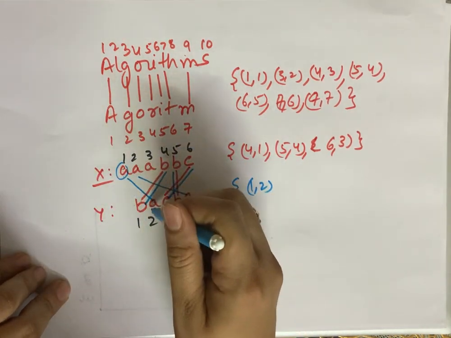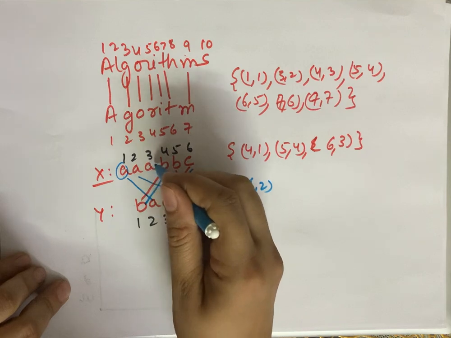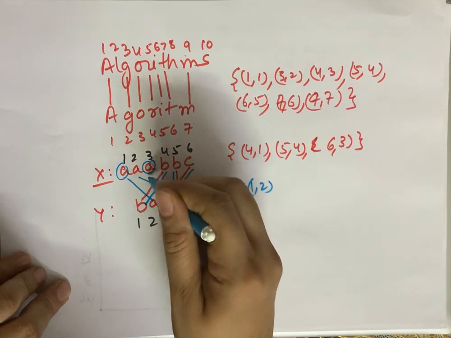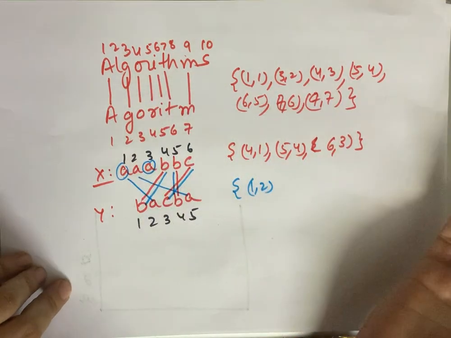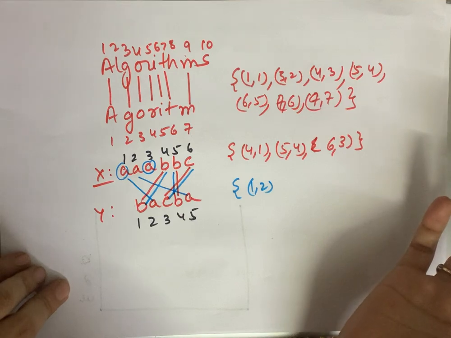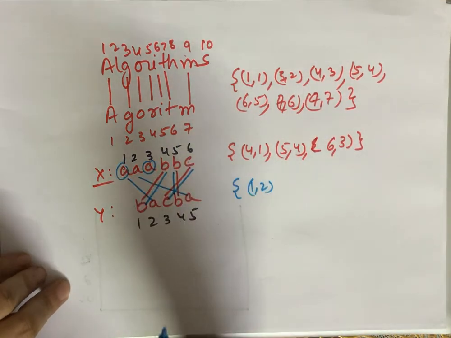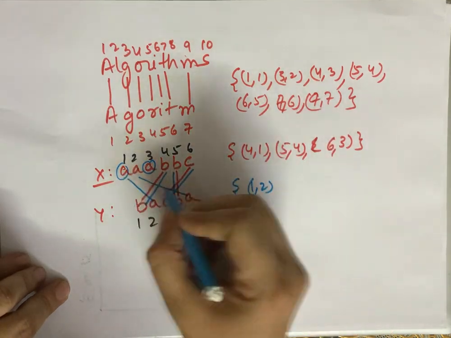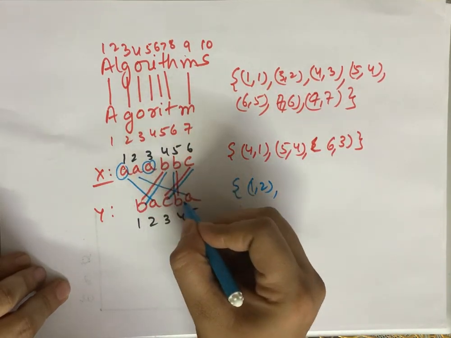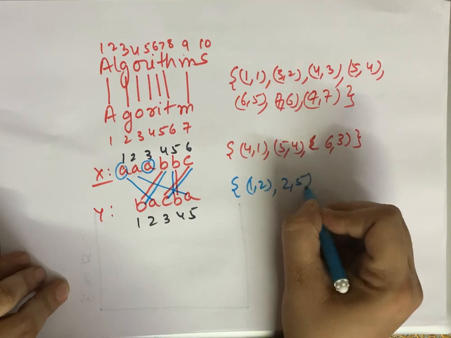If I have matched this A with A, then this A cannot. This A is still empty, but I cannot match with either of the A's because they have already participated in the matching. So that is the point of matching, that every element can occur at most once in the matching. So 1, 2, then 2 is matched with 5.